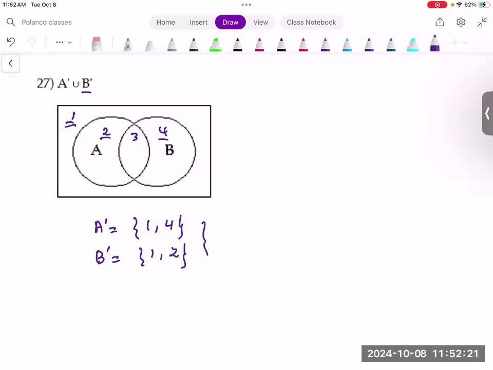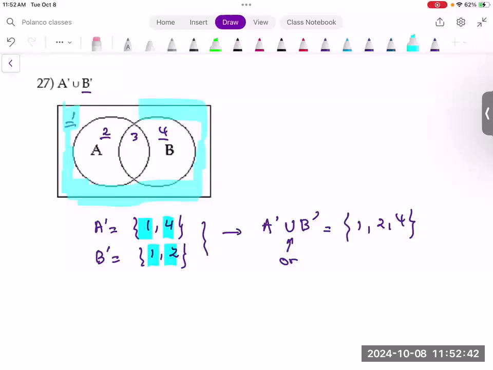So now what I'm looking for is A prime union B prime, right? This is OR. Basically you take everything that you see here, the 1, the 2, and the 4, right? 1, 2, and 4. So let's go and shade it. I'm going to shade the 1. I'm going to shade the 2s. And I'm going to shade the 4. And that's the shading that you are supposed to do.